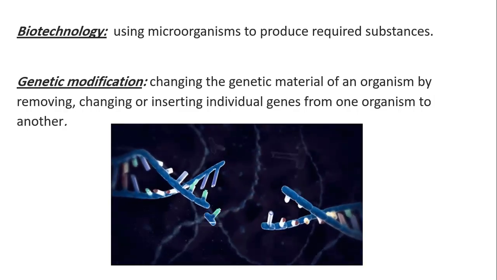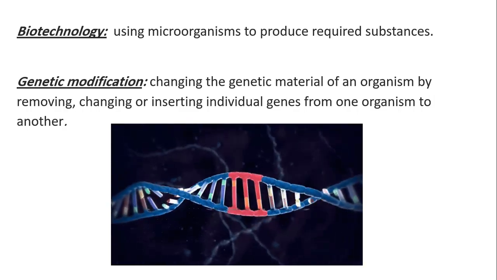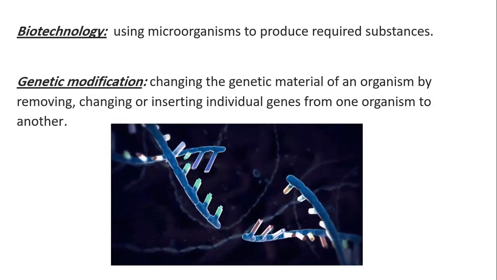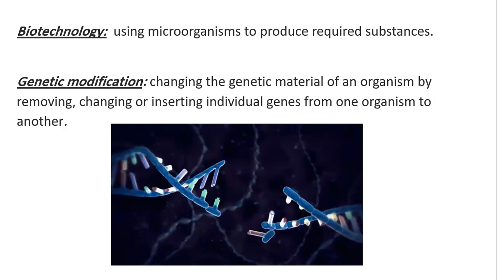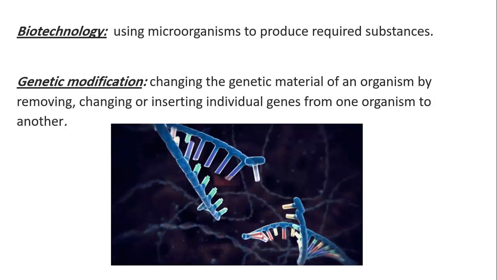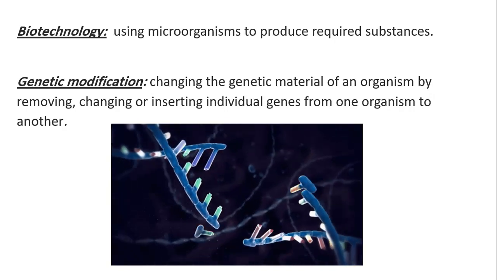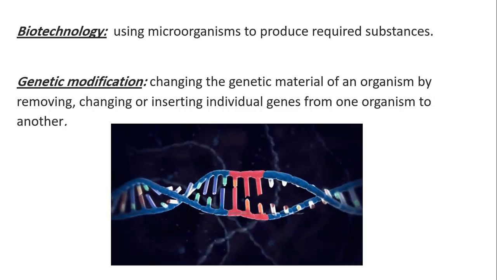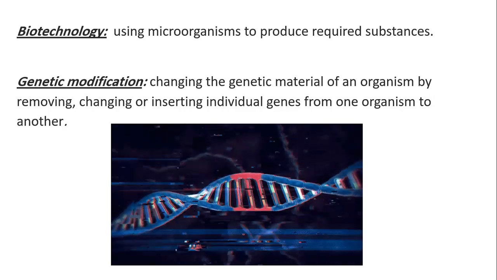Now biotechnologists will extract the insulin, make it a medicine, and inject the person who needs the insulin with the insulin protein directly. And this will help with the blood glucose level. So this is a way of using microorganisms to produce a required substance.